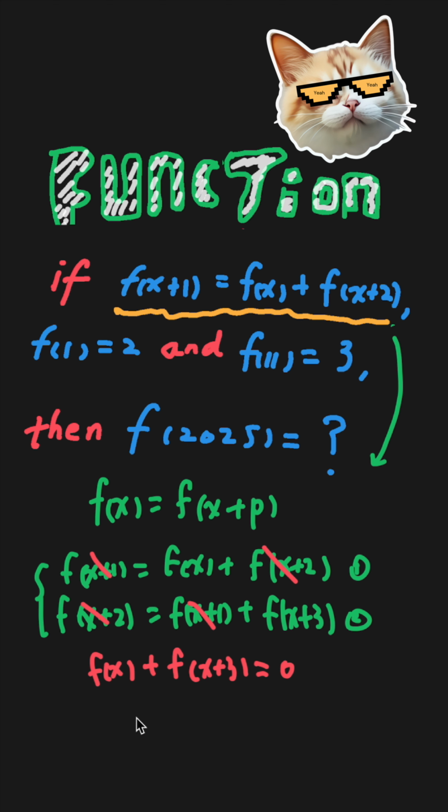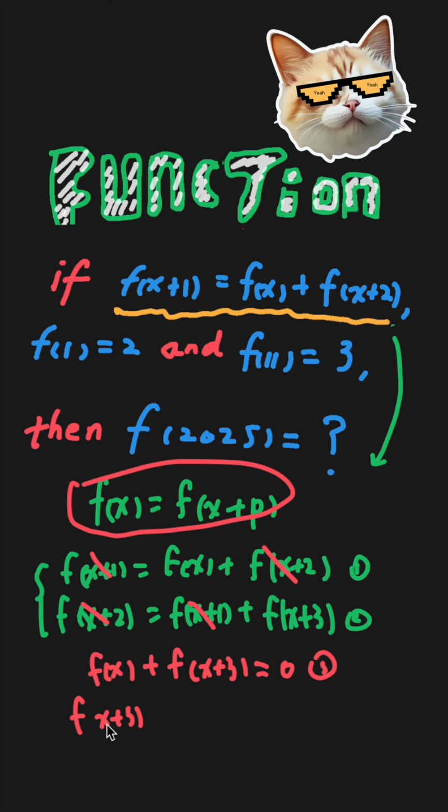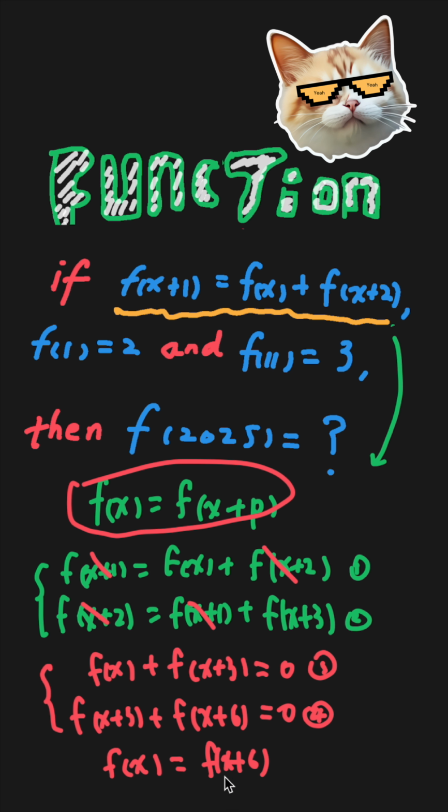All right, so let's just add one more over here. So we get equation 3, and we have to move one more step to get this one over here. We change the input of f(x) to be x+3. So now you get f(x+3) + f(x+6) is equal to 0. So this is going to be equation 4. You can do 3 minus 4 and you get f(x) is equal to f(x+6), which tells you the period actually here is 6.